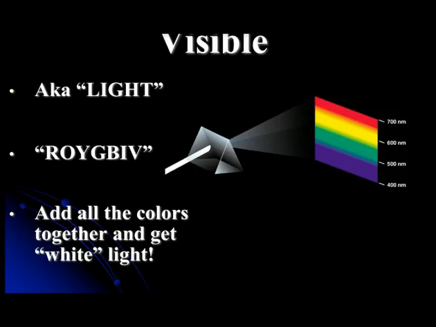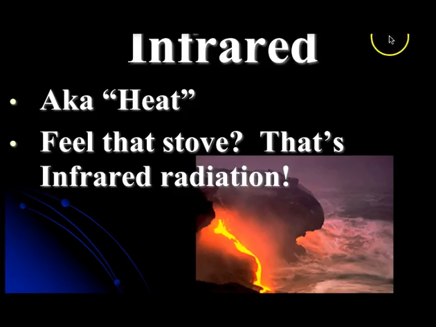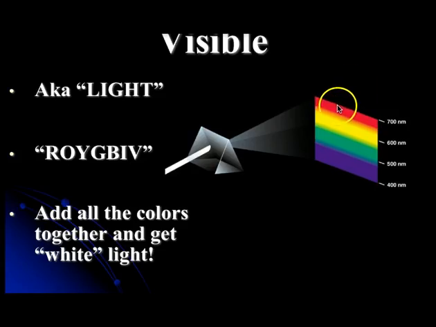Visible light comes in a variety of flavors. You can remember it with the mnemonic Roy G. Biv, so red, orange, yellow, green, blue, indigo, and violet. We don't really do indigo anymore. When you add all the colors together, you do get white light.